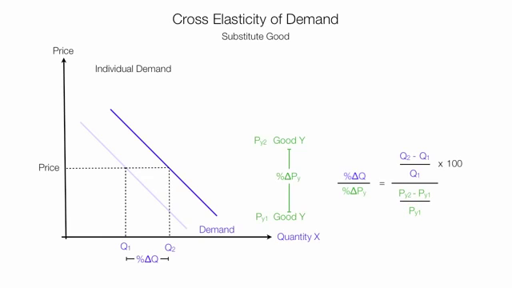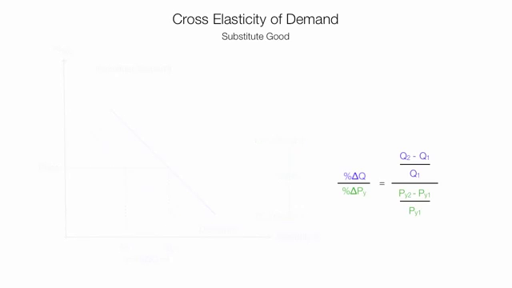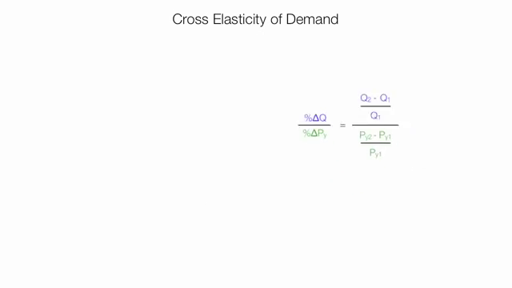To get percent change, I would multiply by 100, but those hundreds actually cancel out, and you may not see those in your textbook, or your professor may not even show those to you. And this, my dear students, is the equation for cross-elasticity of demand. It's the percent change in quantity demanded of X divided by the percent change in price of good Y.